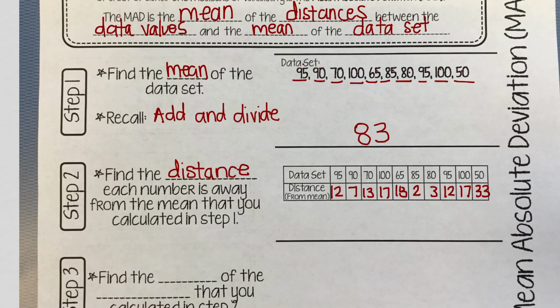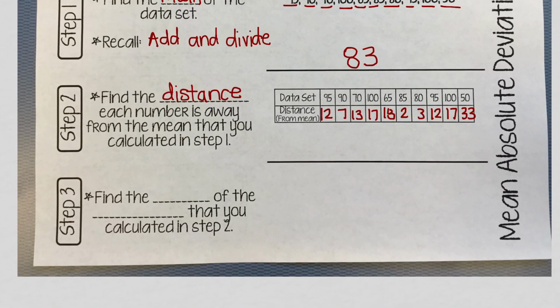Now, I have to take those distances and find the mean of them. So now I'm going to add all of these up. So just write this down for me so you know what it is. And then I will let you do it with your calculator. But first we're going to write them down.